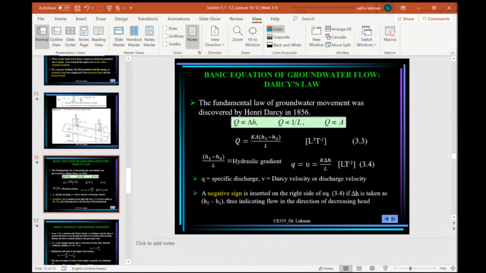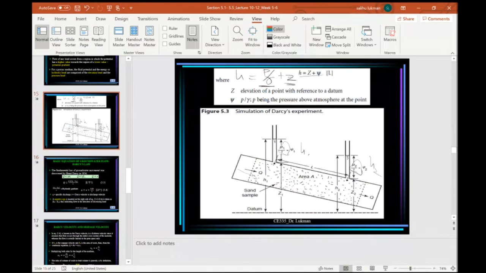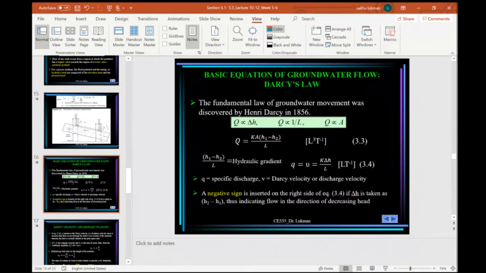And he also realized that it is inversely proportional to the length of the tube, which is L, the interval between the pressure heads. So meaning the flow rate increases when the length is short, while for longer length, the flow rate reduces.